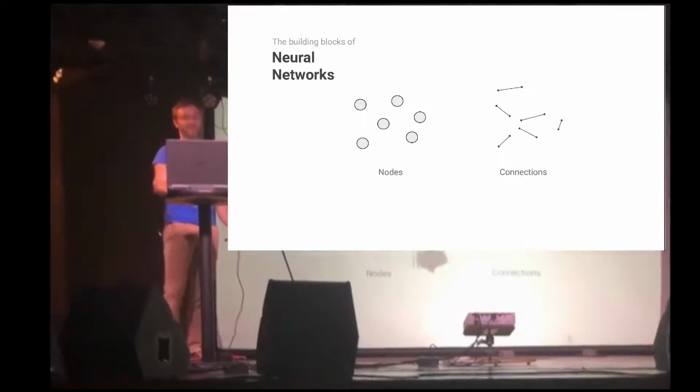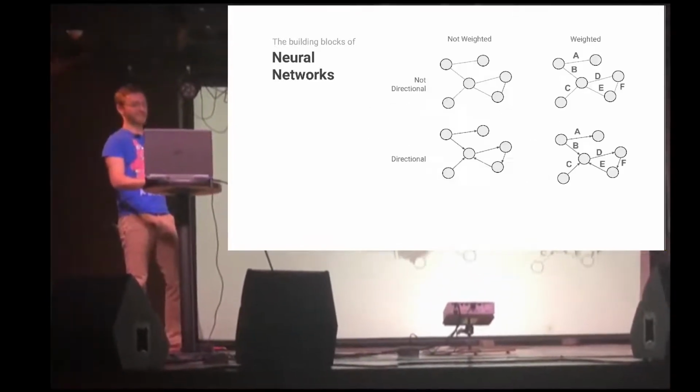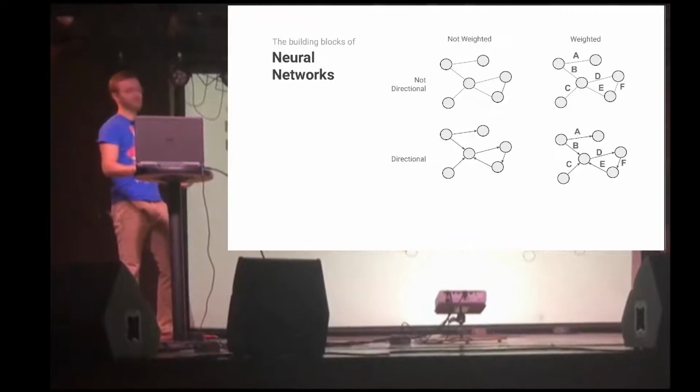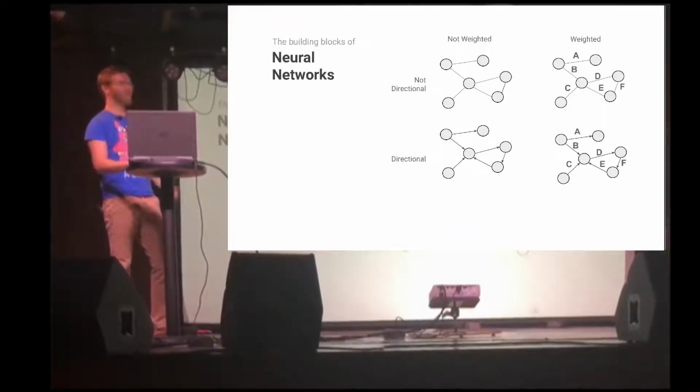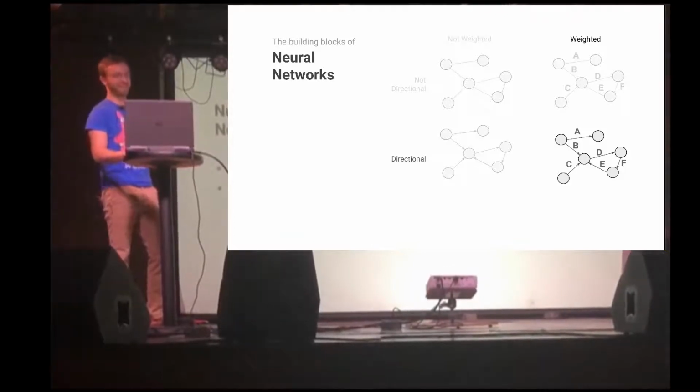And this just means you have a set of nodes and a set of connections between those nodes. Those connections can have a weight associated with them and a direction associated with them. And in an artificial neural network, it is actually both weighted and directional.